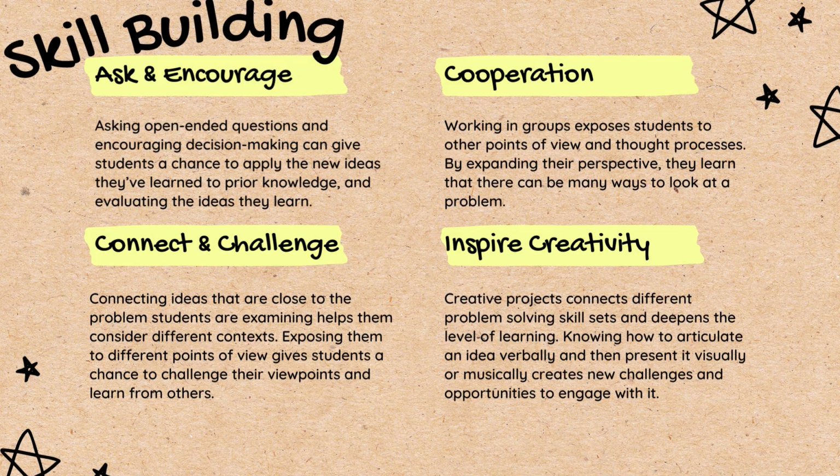Here are some methods to help your students strengthen their critical thinking skills. Ask and encourage. Asking open-ended questions and encouraging decision-making can give students a chance to apply the new ideas they've learned to prior knowledge and evaluating the ideas as they learn. Cooperation. Working in groups exposes students to other points of view and thought processes. By expanding their perspective, they learn that there can be many ways to look at a problem.